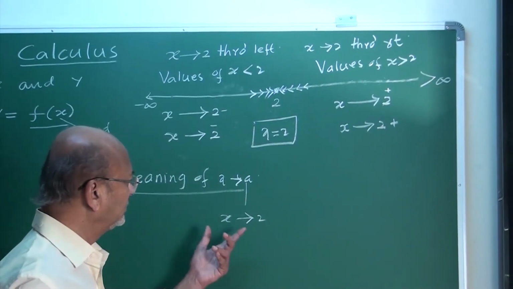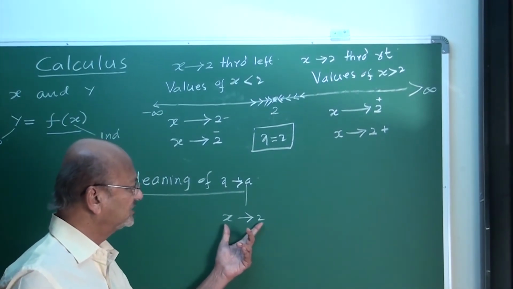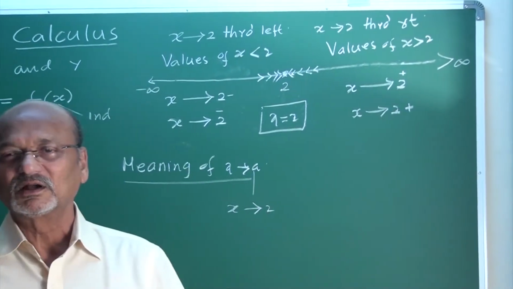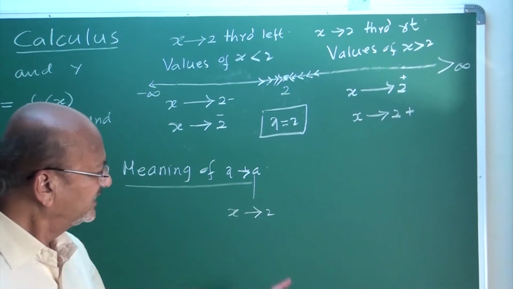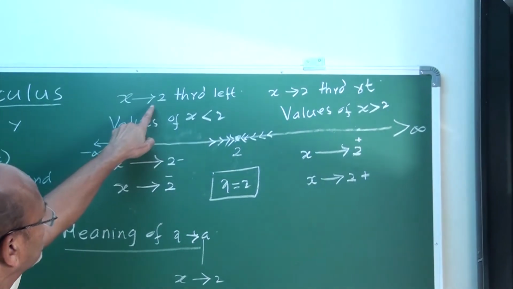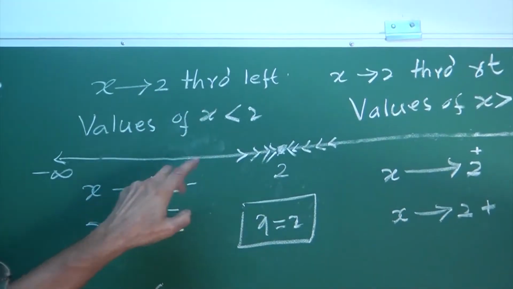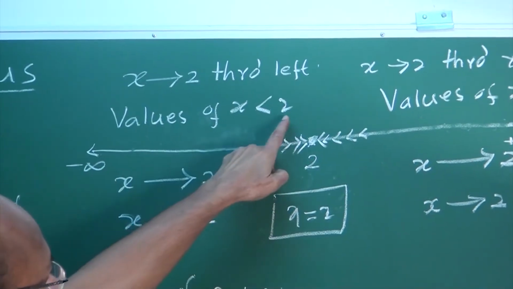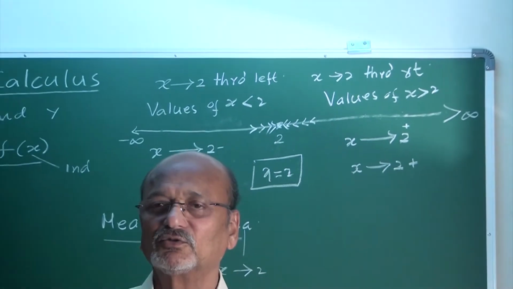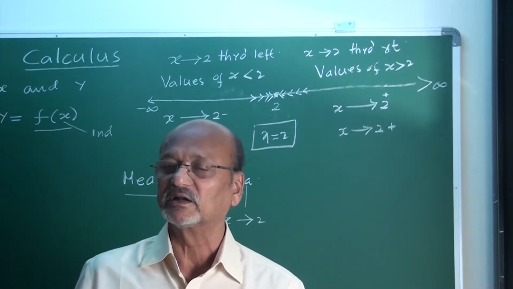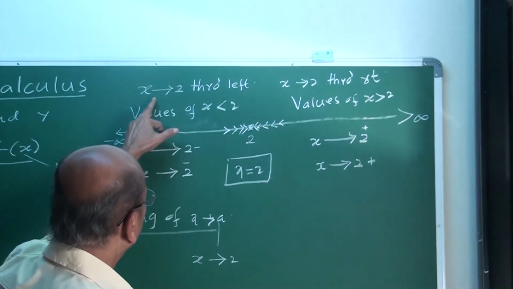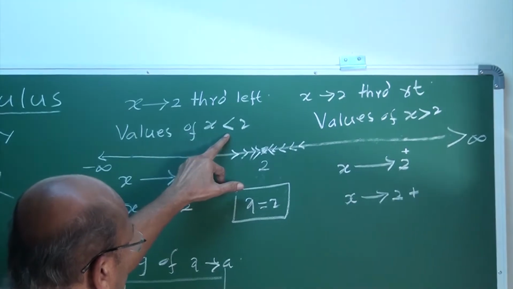Then what is the meaning of x tends to 2? X tends to means approach. Approach means coming closer. X comes closer to 2 in two ways. Taking x tends to 2 through left, in this case x takes values less than 2. I told in the previous video the values of x are 1.9, 1.99, like that. This is one approach: x tends to 2 through left takes values less than 2.